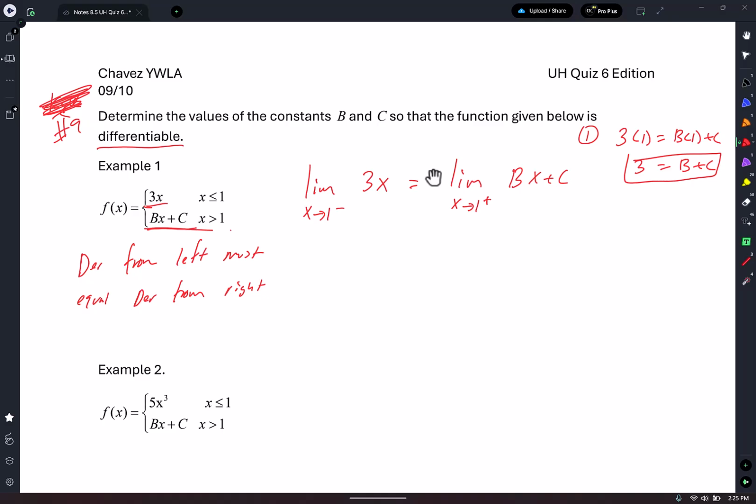What's the derivative from the left? Perfect. So the limit as x approaches 1 from the left of 3 better equal... What's the derivative from the right? Yeah, b. Okay. The left-hand side better equal the right-hand side. So from that one, equation 2, b equals what? B equals 3. There it is.